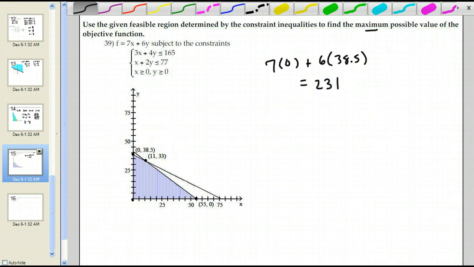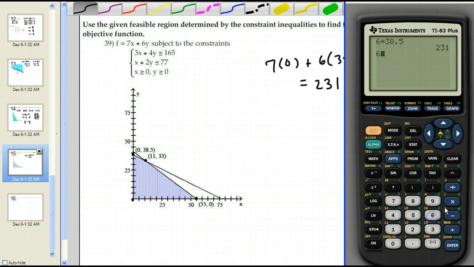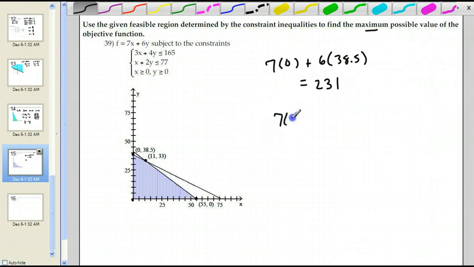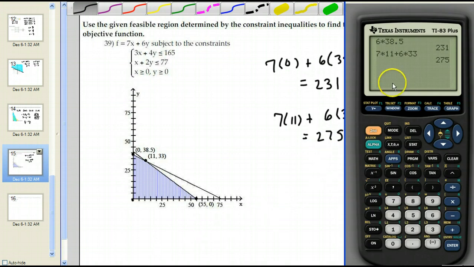Alright, and then plugging in 11, 33: 7 times 11 plus 6 times 33 equals 275. Alright, and then the last one is 55, 0. I don't need to check the origin because obviously that's going to make it equal to 0. Alright, 6 times 0 is 0, so just 7 times 55, and we get 385.